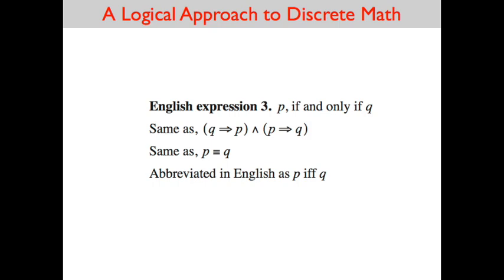And it turns out if you do the truth table on this, if you do a column for Q implies P and another column for P implies Q, and then you do the AND of those two columns, you will get the truth table for P equals Q.